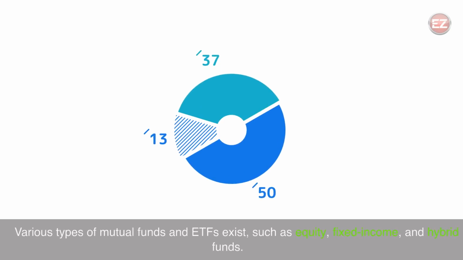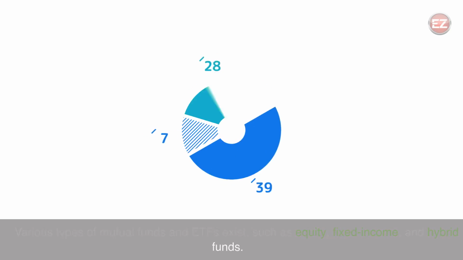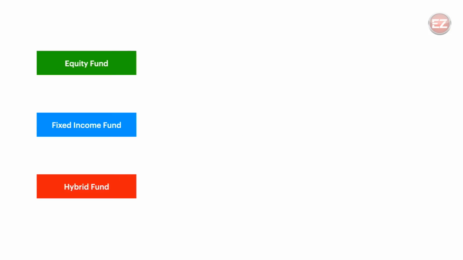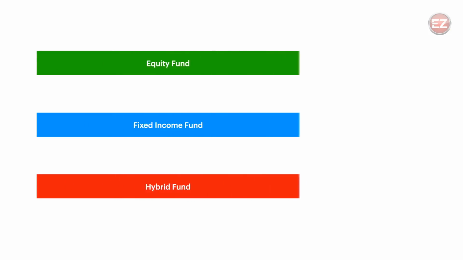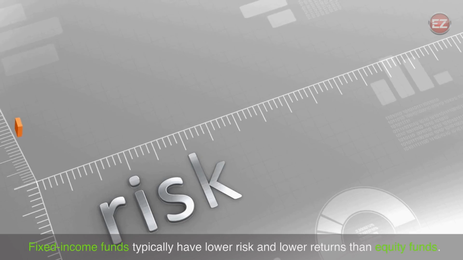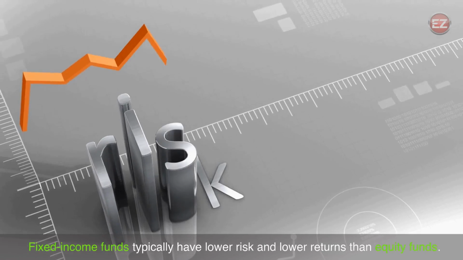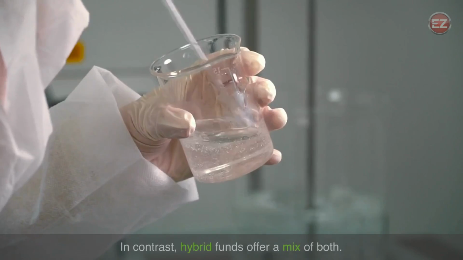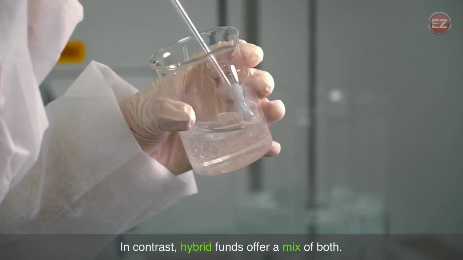Various types of mutual funds and ETFs exist, such as equity, fixed income, and hybrid funds. Equity funds invest in stocks, fixed income funds invest in bonds, and hybrid funds invest in both. Fixed income funds typically have lower risk and lower returns than equity funds. In contrast, hybrid funds offer a mix of both.